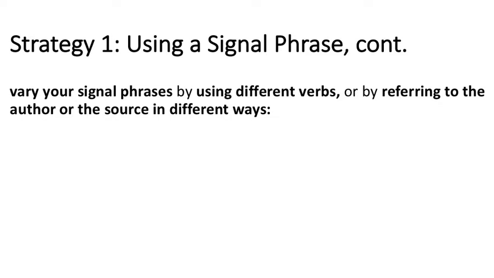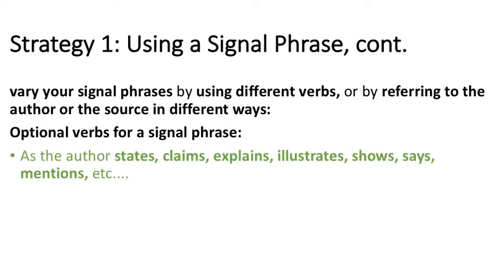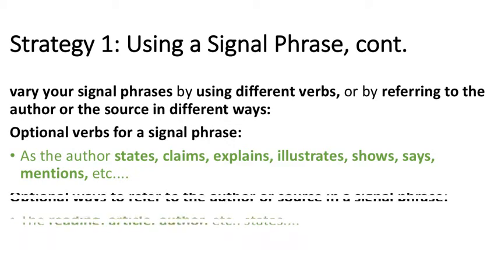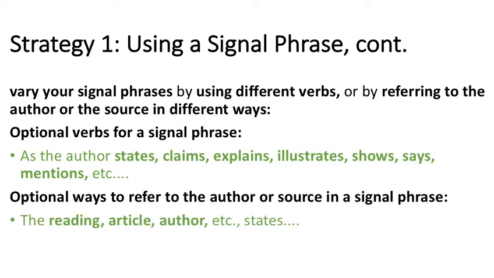You can vary your signal phrases by using different kinds of verbs. Here are some examples of those verbs. The author states, claims, explains, illustrates, shows, says, mentions. You can also vary your signal phrases by using different pronouns or words to reference your author. You can write the author, the reading, the article.